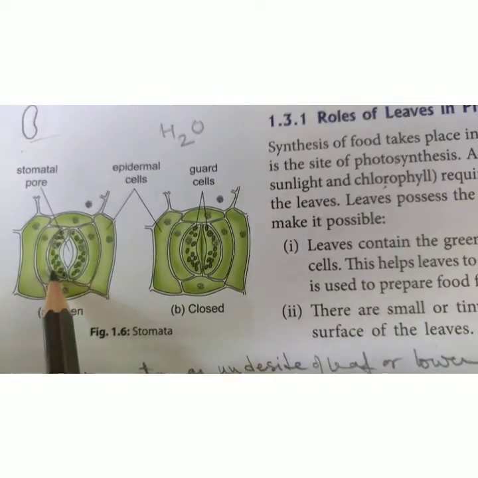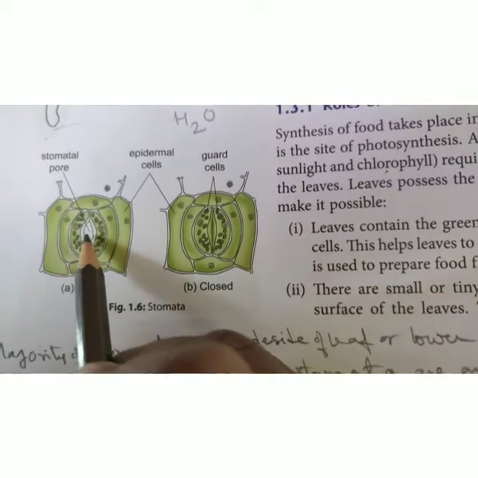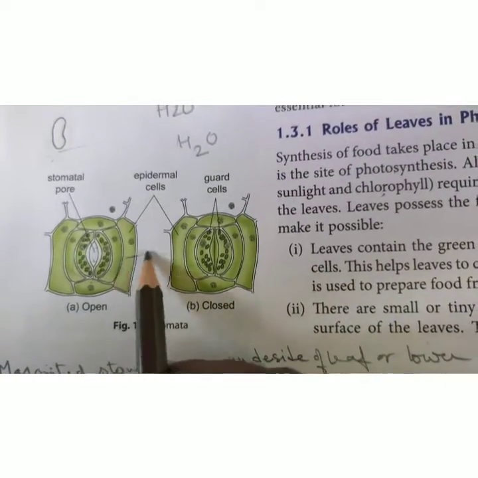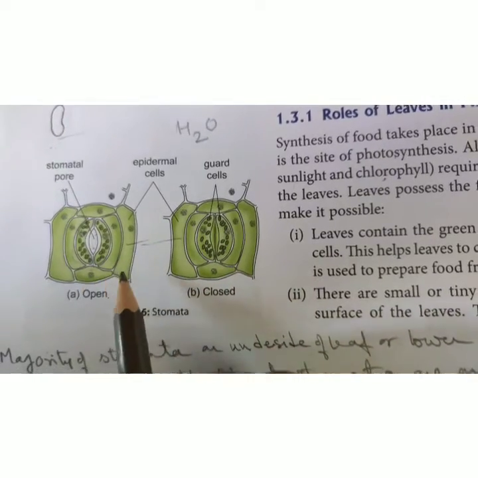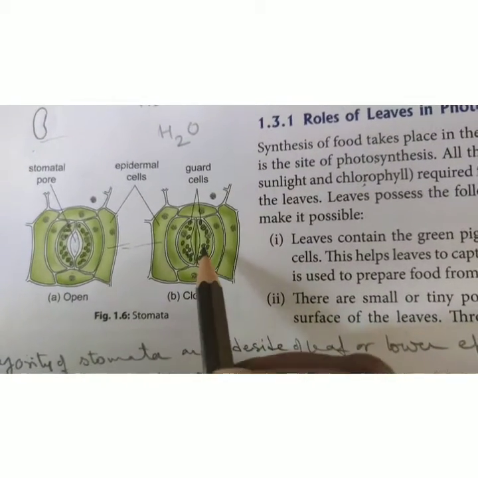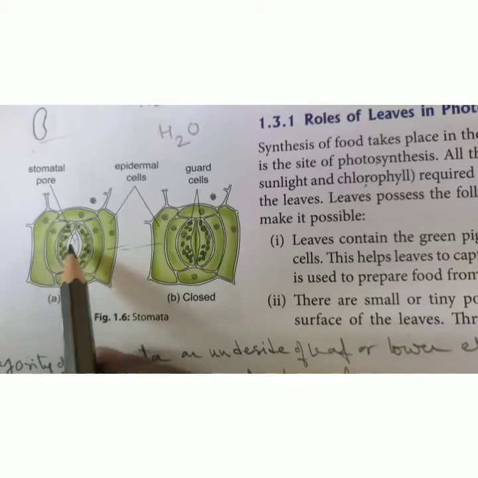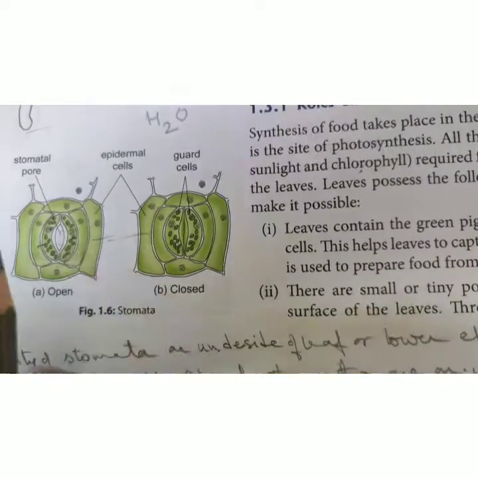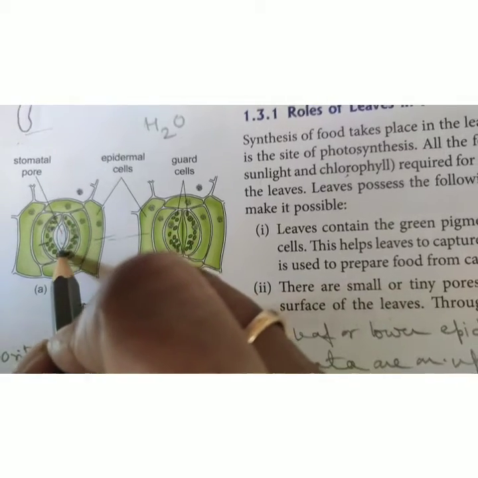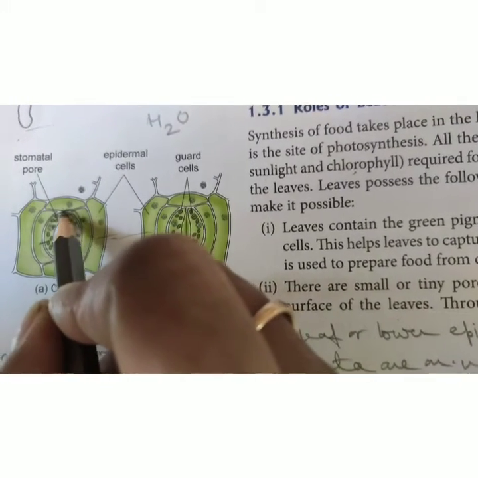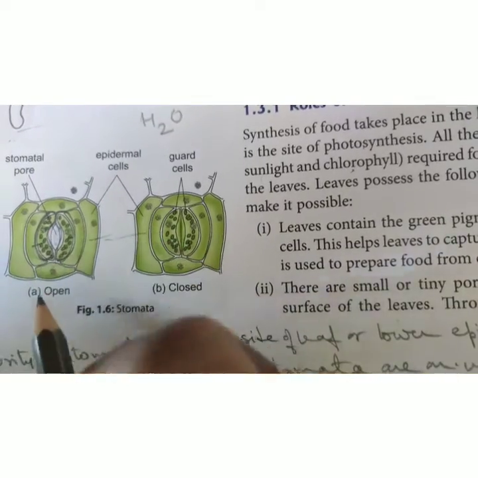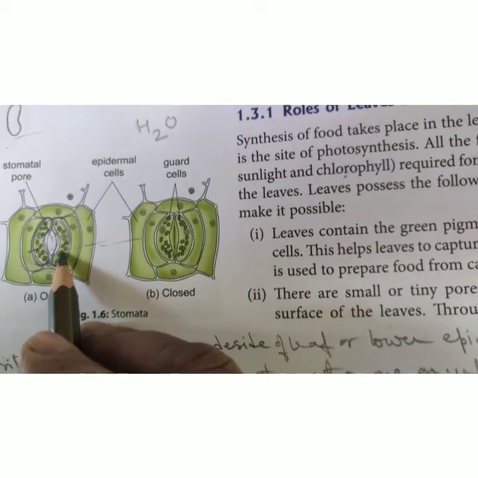These two structures are there, and this opening is known as the stomatal pore, and this is the epidermis cell, and this is the stomatal pore, and these two are known as the guard cells. Means this bean-shaped structure, these are the guard cells. Okay, so these two are guard cells.